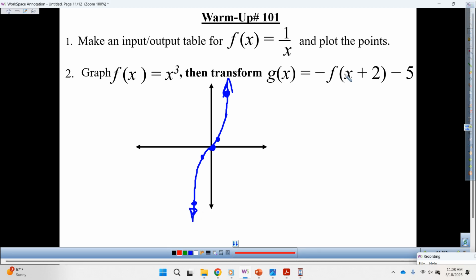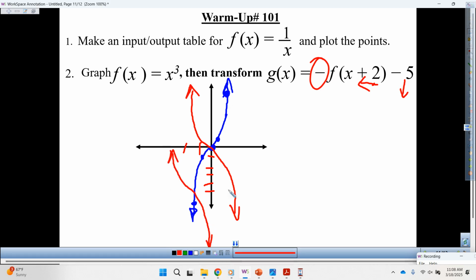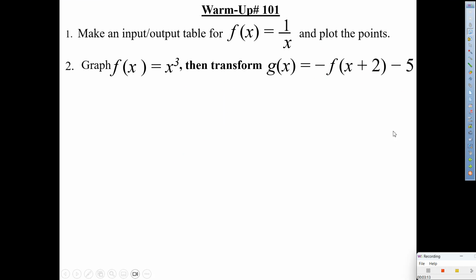There you go. And according to this transformation, what is the first thing we do with that? Tell your neighbor, please. What do we do with that? First thing. All right, Mariah, what do we do with that? Flip it. That is correct. So it flips. And then from there we move it 2 to the left and 5 down. 2 to the left, 1, 2. 5 down, 1, 2, 3, 4, 5. So then our new function is going to be somewhere down here. All right, let's go to number 3.